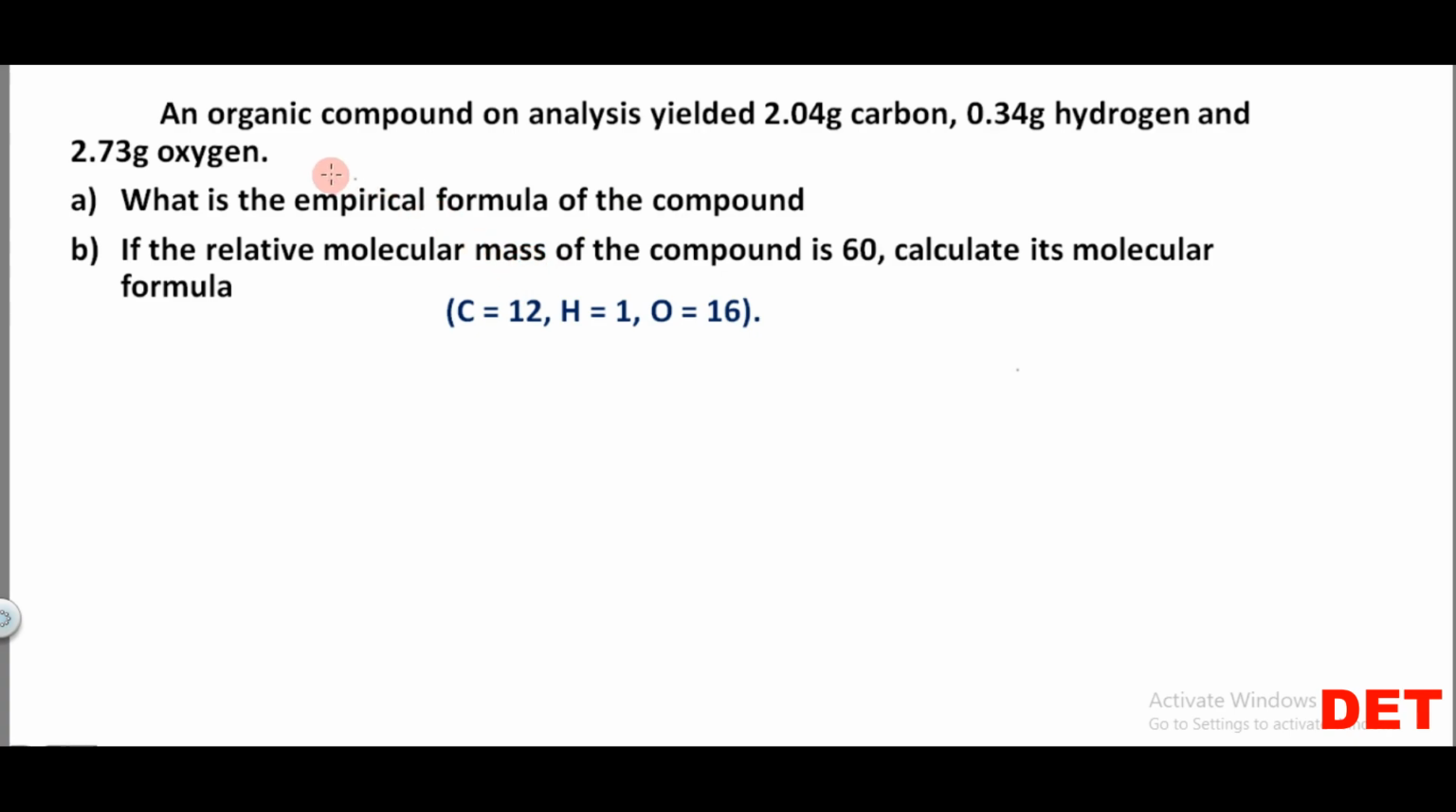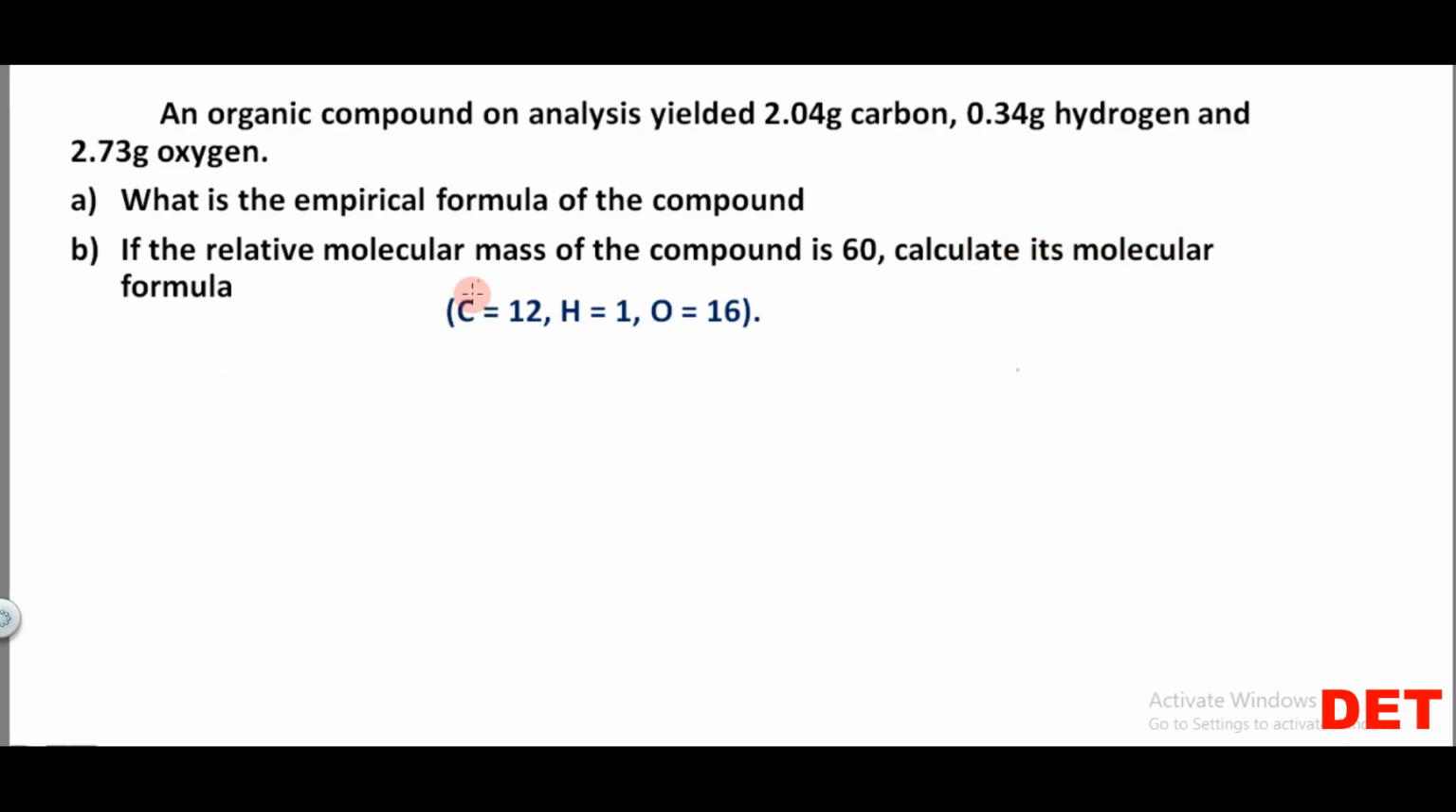Alright, so here we're going to look at this question. An organic compound on analysis yielded 2.04 grams carbon, 0.34 grams hydrogen, and 2.73 grams oxygen. A. What is the empirical formula of the compound? B. If the relative molecular mass of the compound is 60, calculate its molecular formula.